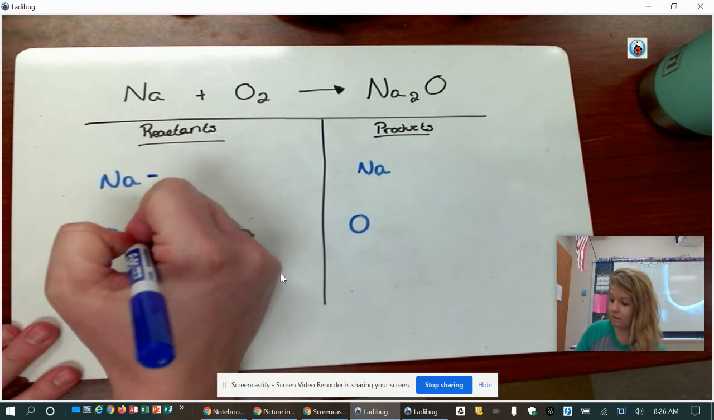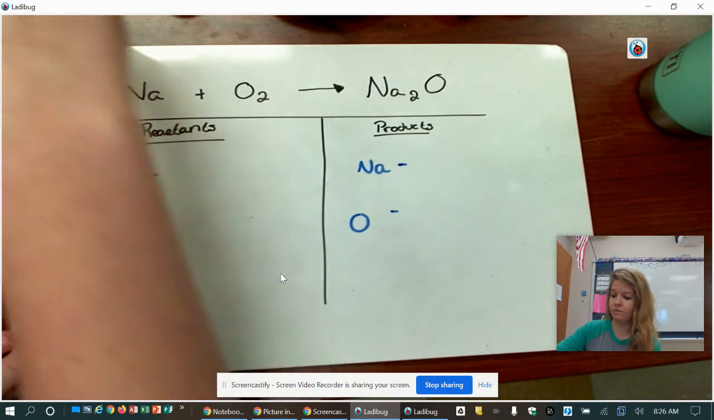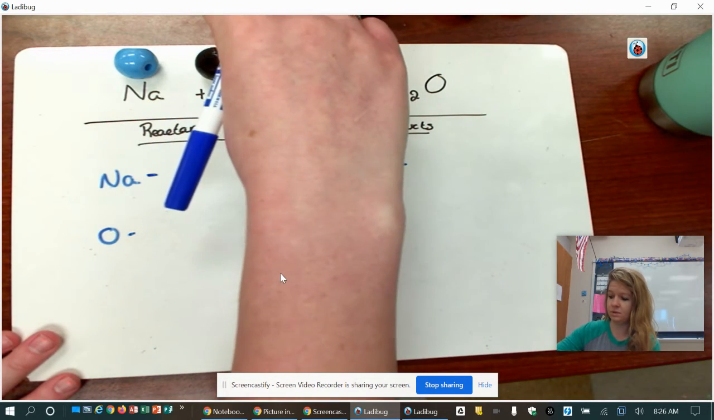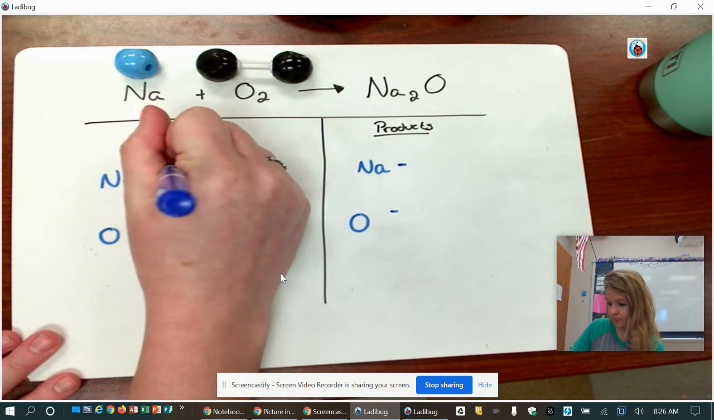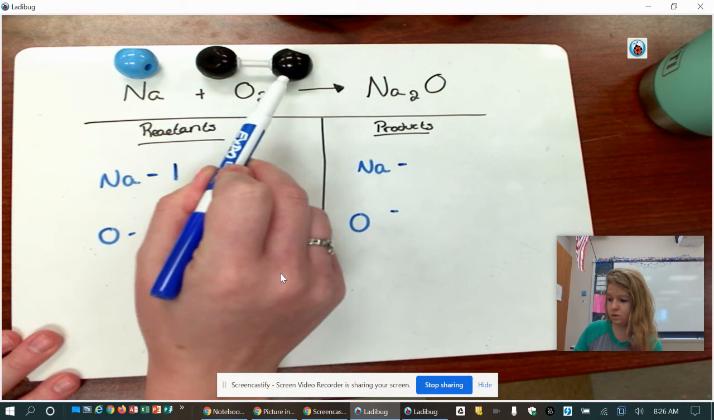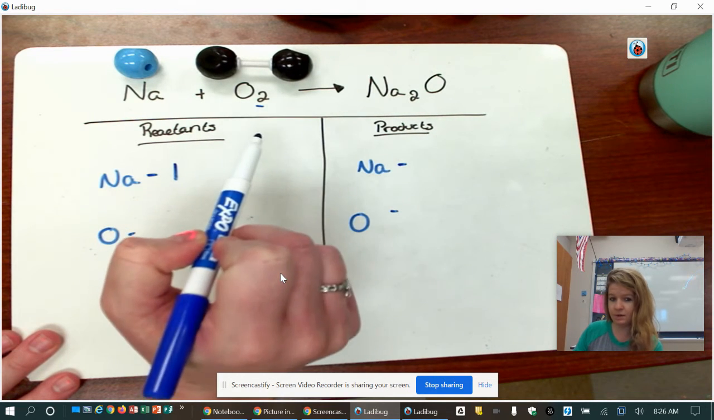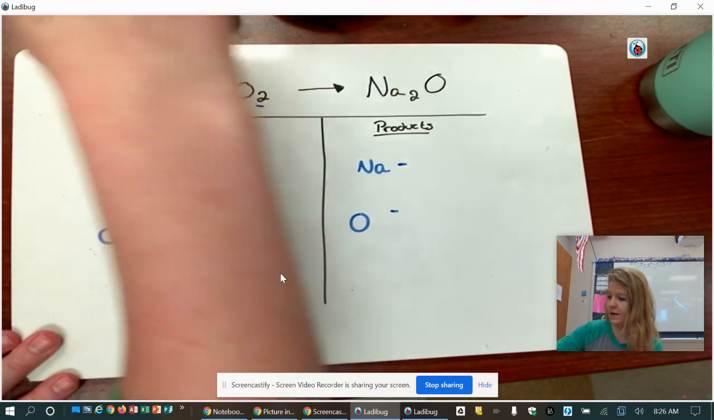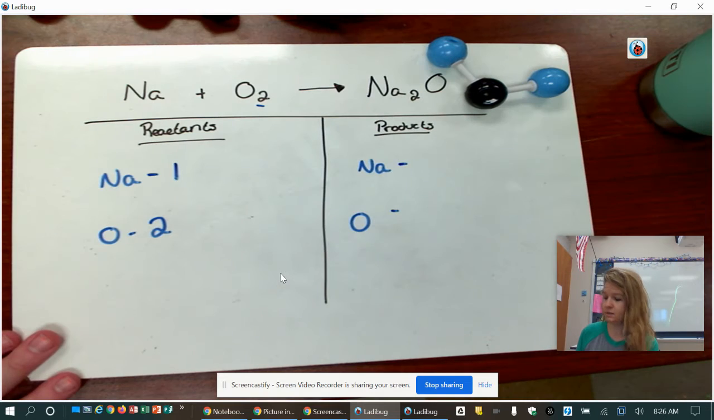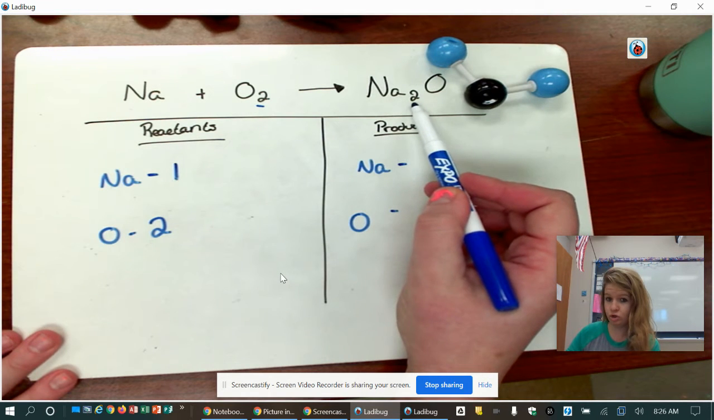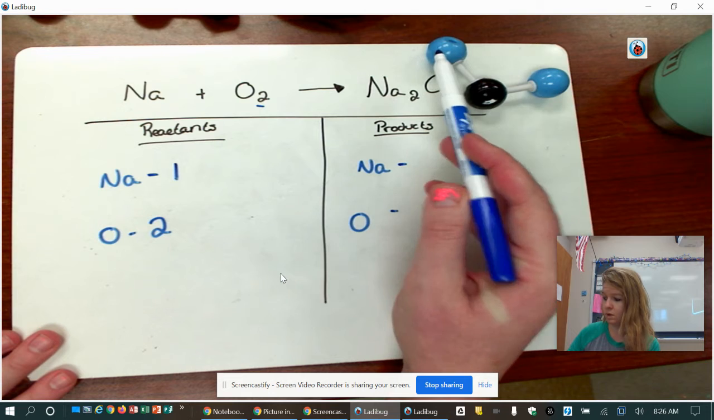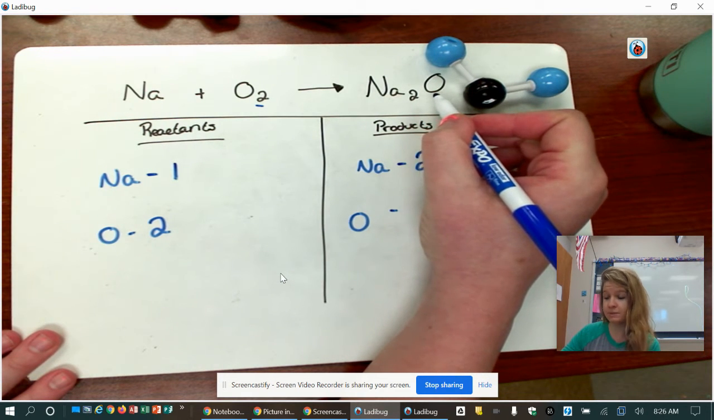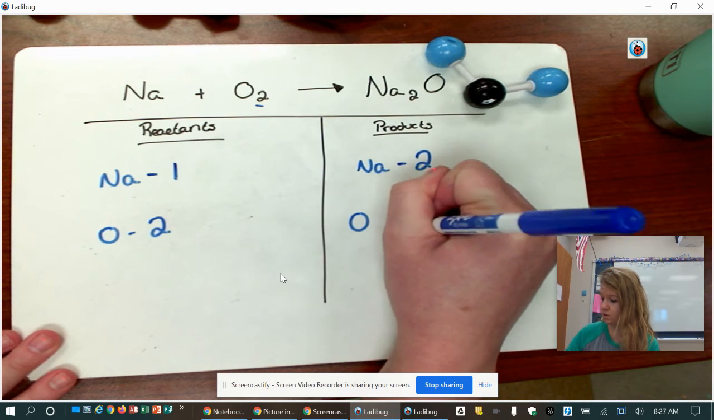Now, we count them up. So we have one Na and an O2. Count your atoms. We have one of them. And we have 1, 2, O2. That subscript tells us how many. All right, there's our reactant side. Our product side, let's see what we have. We have Na2. That subscript means there's two of them. 1, 2. O without a subscript just means 1. We have 1.